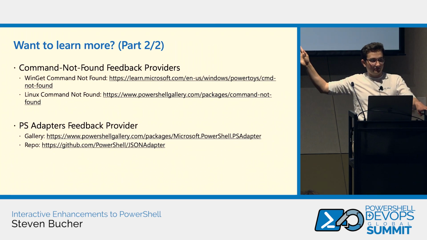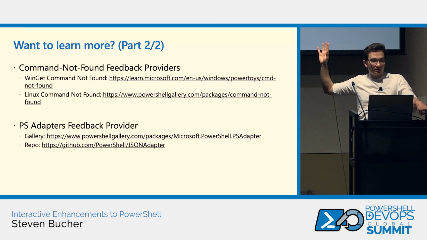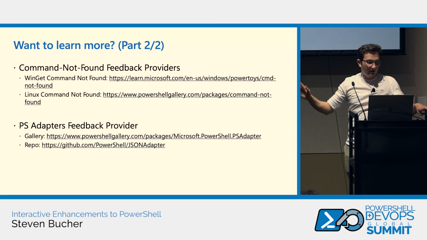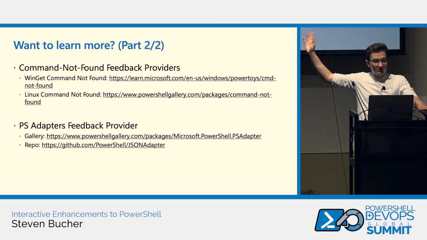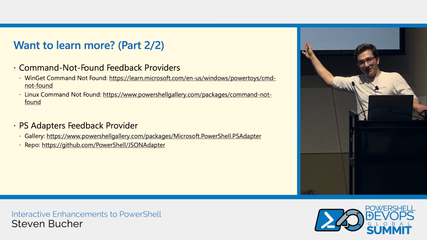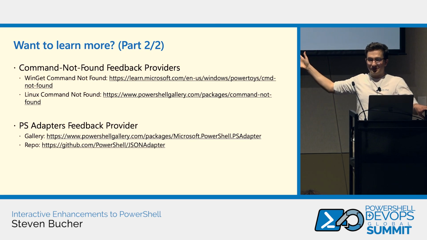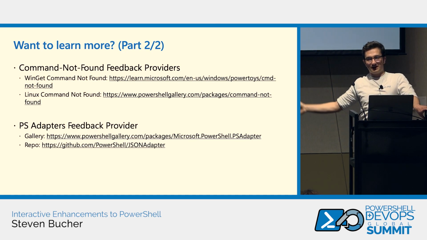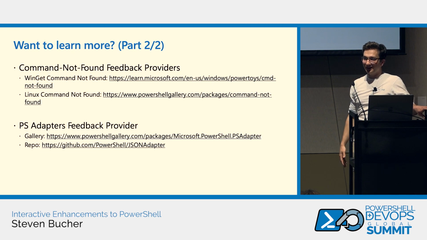Last slide of other links. Command not found feedback providers, the Winget one and the Linux one, are available to try out. And then, like I said, PS adapters is available. They were previously known as JSON adapters. That's why the repo is named that. We're not referring to them as that anymore. They're PowerShell adapters. So just calling that out to avoid confusion.